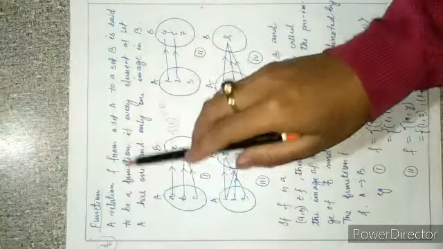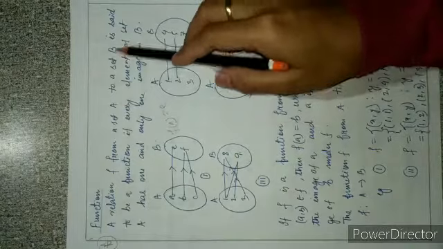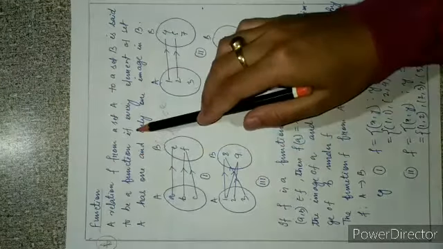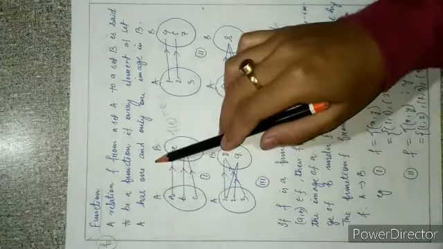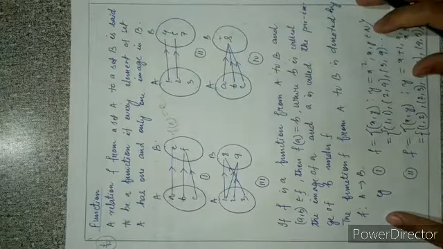A relation f defined from a set A to a set B is said to be a function if every element of the set A has one and only one image in set B.